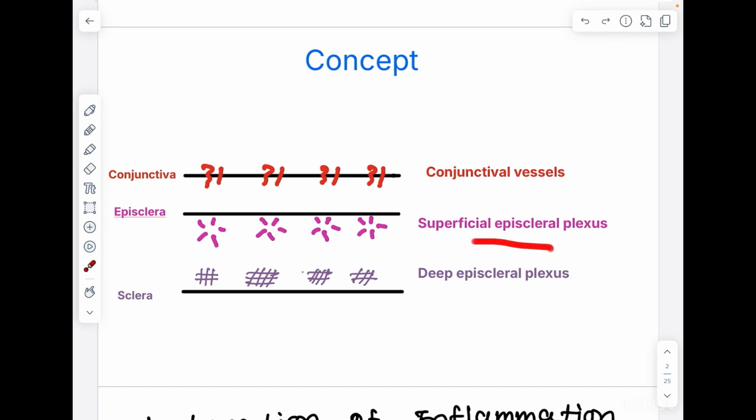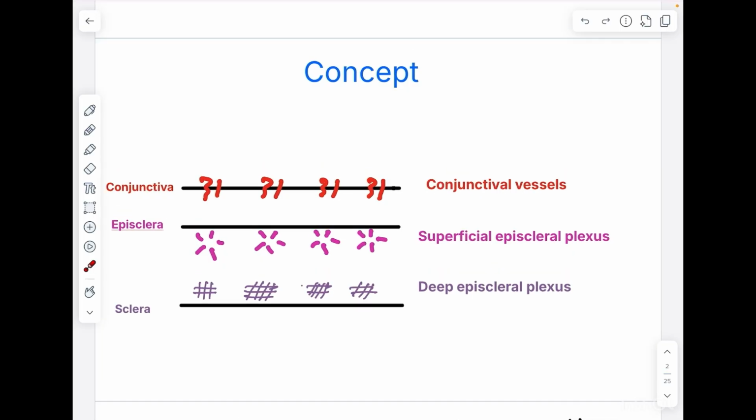The superficial episcleral plexus is located beneath the episclera but in the superficial layer. The deep episcleral plexus is also located beneath the episclera, but it is located in the deep layer. So that's why it is called the deep episcleral plexus and not the scleral plexus. Episcleritis is inflammation of the episclera. So this part will get inflamed in episcleritis.